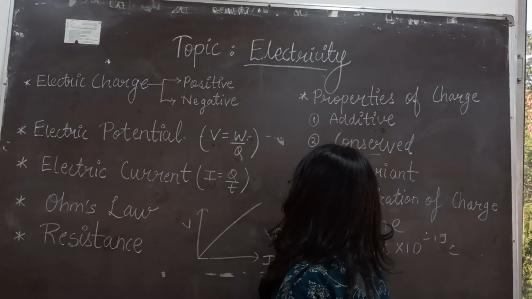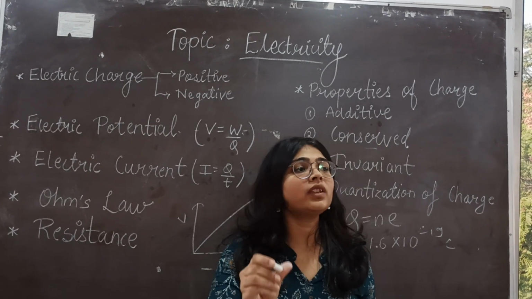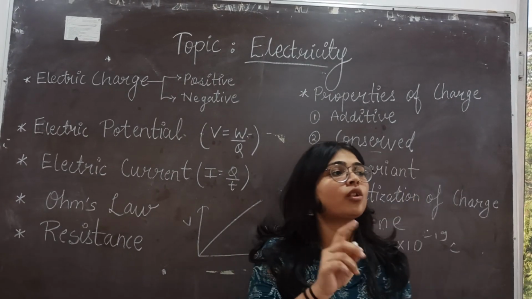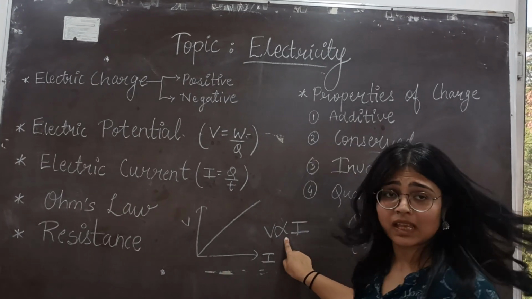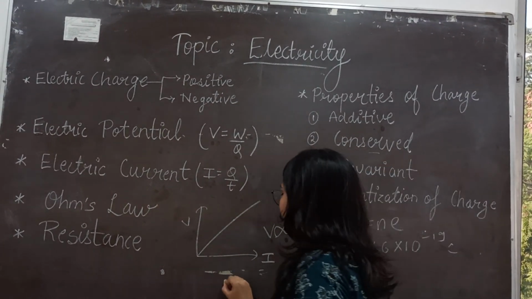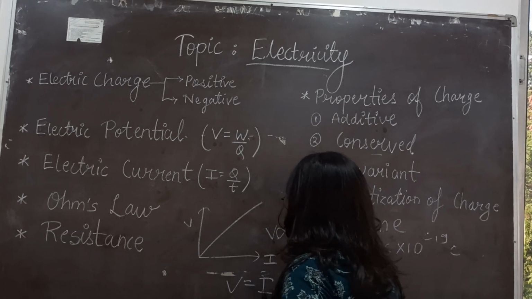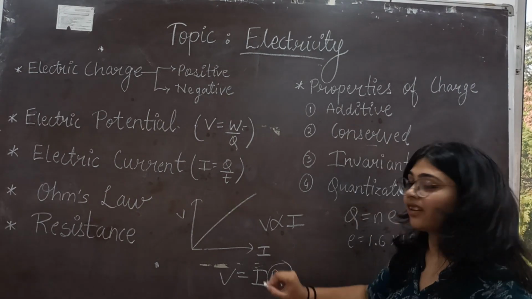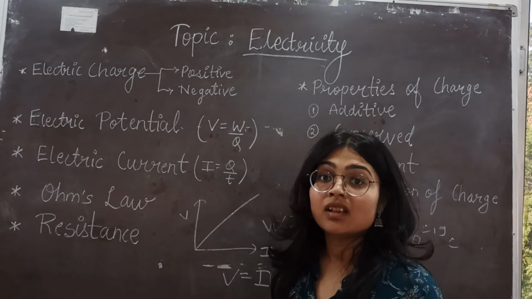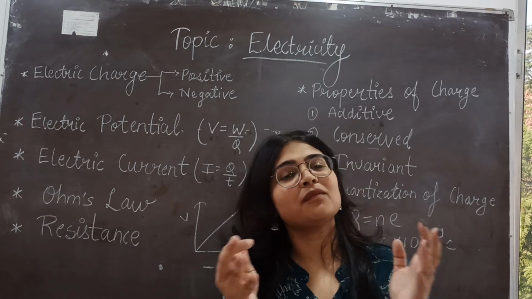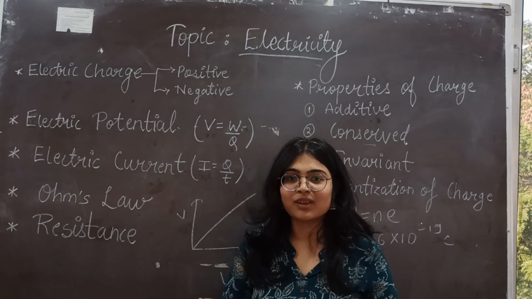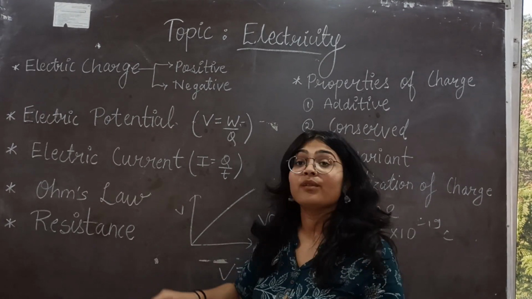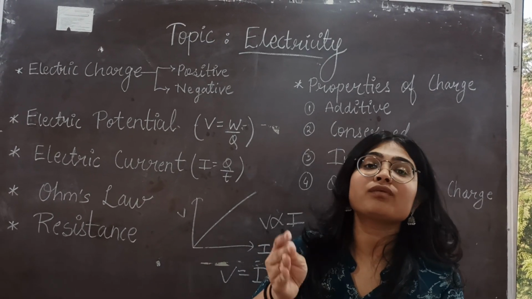Now, V is proportional to I. So, when we remove the proportionality sign, we get a constant named R. V is equal to IR. Here we get a new term, a proportionality constant, that is called R. What is R? R is resistance. Something that opposes. You are aware of force. You are aware of friction also. So what is friction? Opposing force. So that is the same thing with resistance. Resistance is something that opposes the flow of charges.